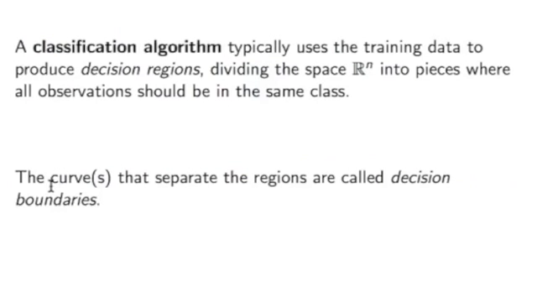The goal of a classification algorithm is to use training data to produce decision regions, dividing the space Rn into pieces where all observations should be in the same class. And the curves that separate the regions are called decision boundaries.